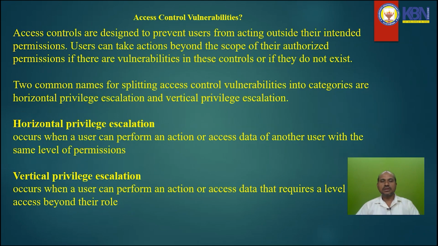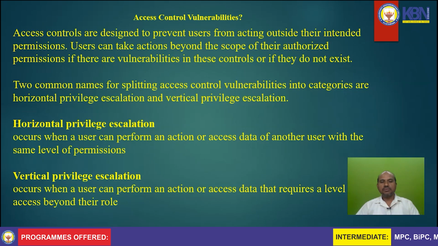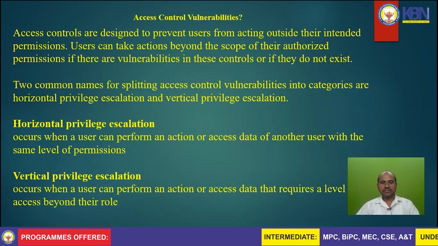So basically access control vulnerabilities use these two escalations. The first one is horizontal privilege escalation, which means one user can access another user's data. The next one, vertical, means the user can access the administrator's accessibilities.